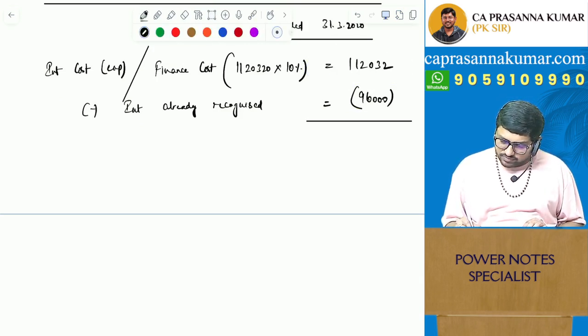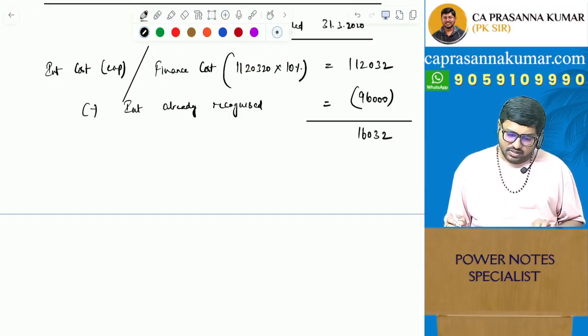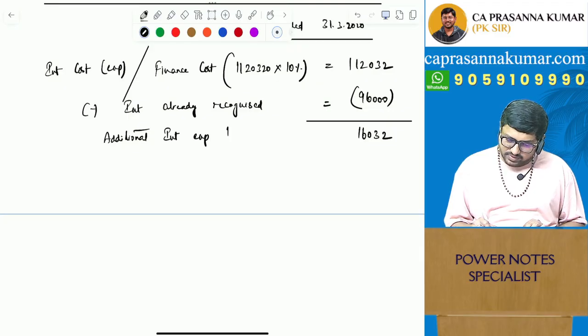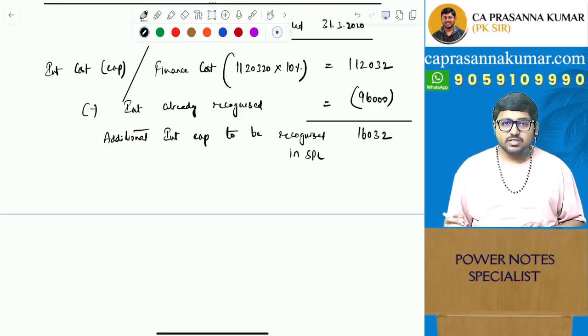So therefore, net effect will be how much? 16,032, right? So additional interest expense to be recognized in SPL. What is SPL? Statement of profit and loss.